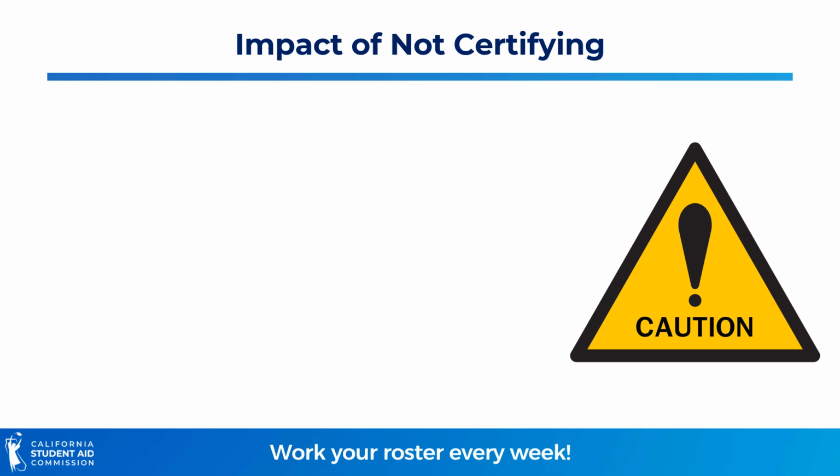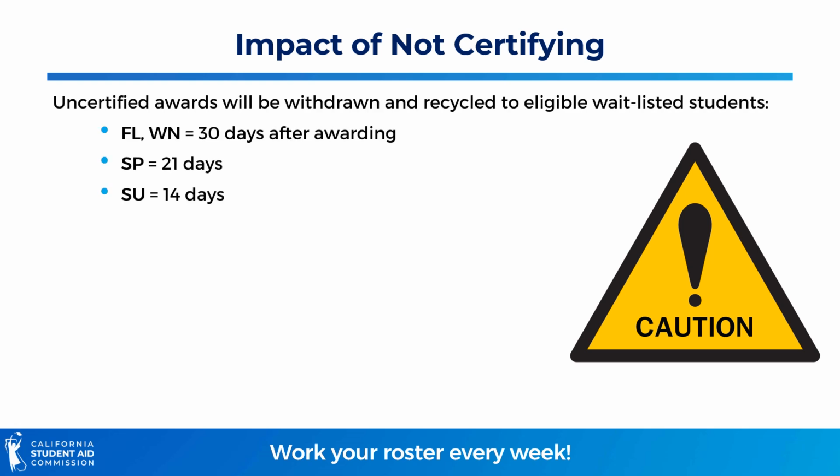process is disrupted. The following information shows how many days schools have to certify eligibility from the time the student is first awarded their Chafee Grant Award. Schools have 30 days to certify student eligibility for fall and winter terms, 21 days during the spring term, and 14 days during the summer.